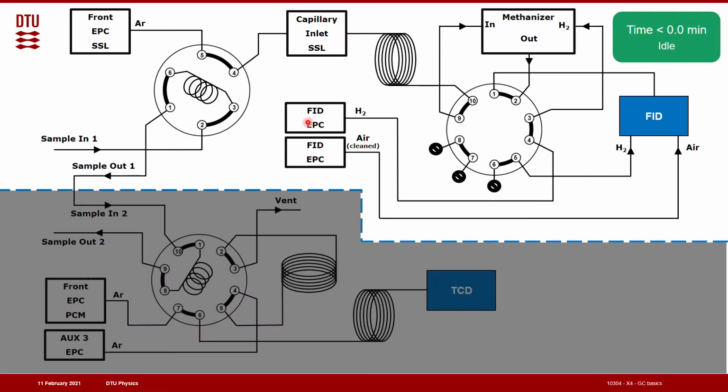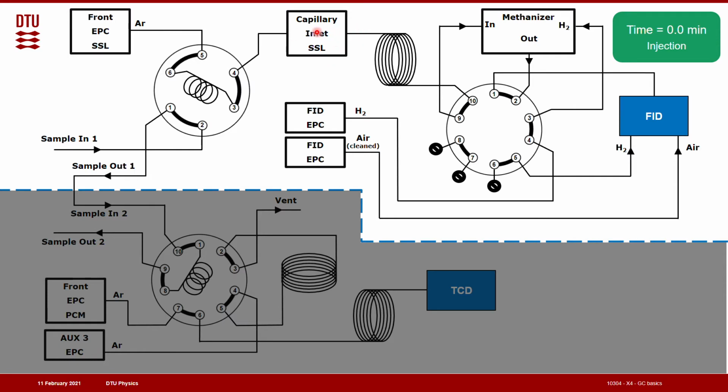So let's go back and have a look at how this functions, how the sample actually goes through the whole GC. First, in idle mode, let's call it 0 minutes, the sample goes down to the next part, or just out, whatever we want. And as soon as we then take an injection, at 0 minutes, now a stream of carrier gas pushes the sample through into the capillary inlet.